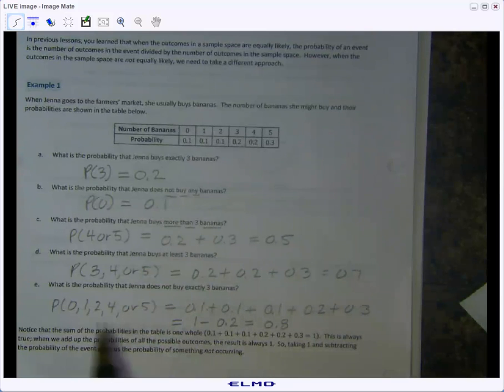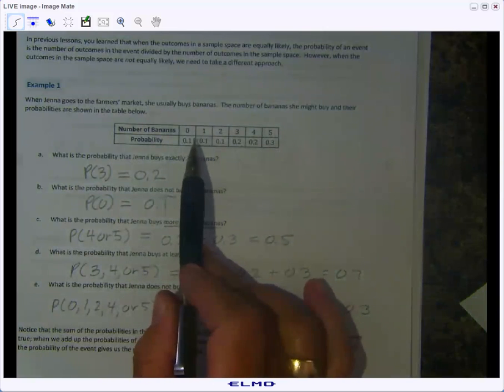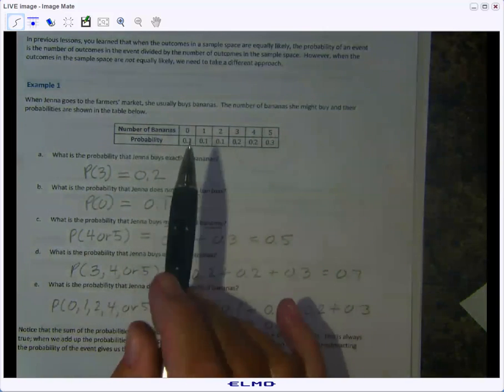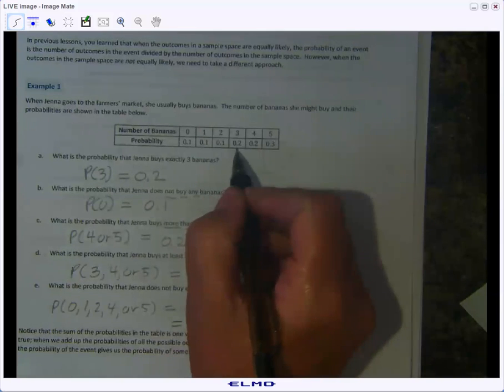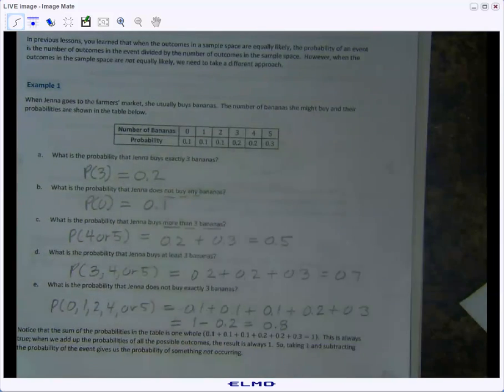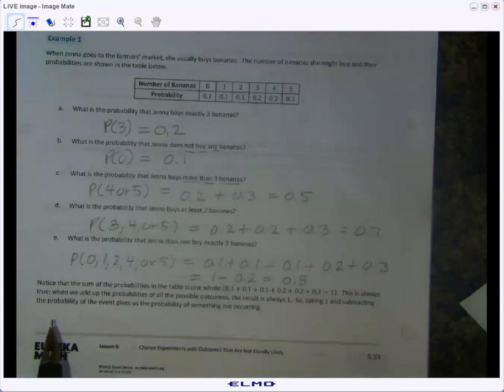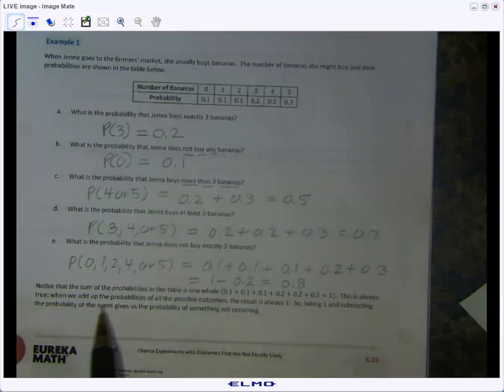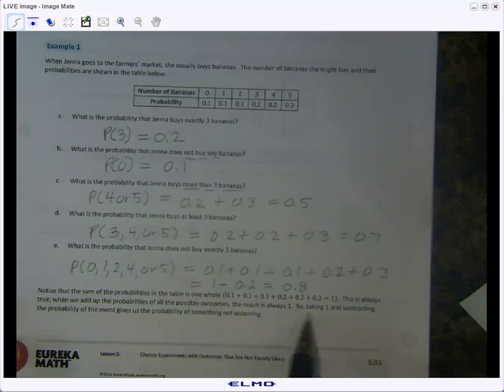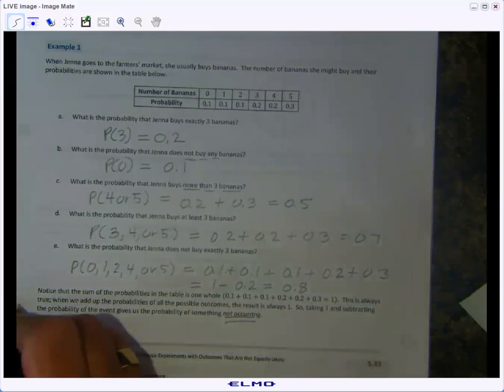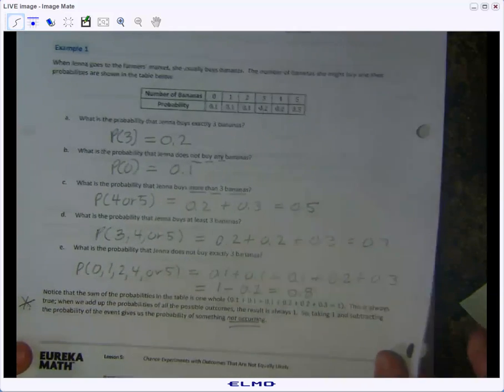So if it's everything but 1, you can just subtract the probability of the one it's not from 1. That's why we need examples. Okay, this part right here is exactly what I just told you. Taking 1 and subtracting the probability of the event gives us the probability of something not occurring. So this is kind of helpful right here.